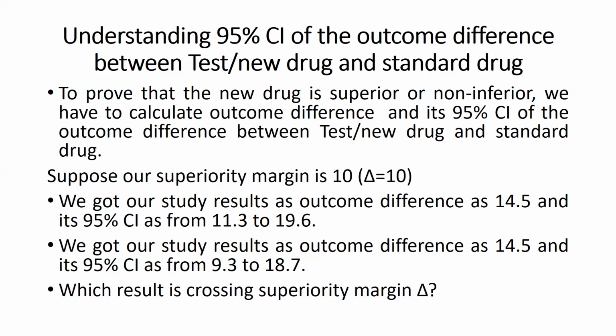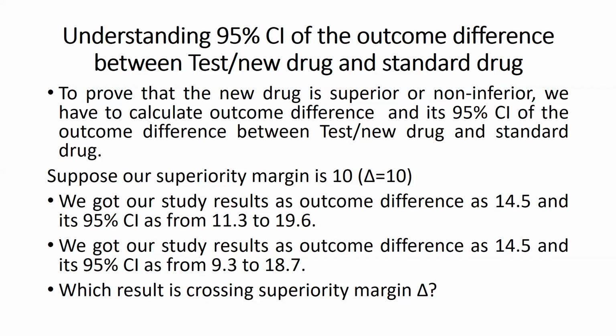Now, please see case number 2, and please see only the 95% CI. It is from 9.3 to 18.7. Please write down from the left side of your paper 9.3, 9.5, 9.7, 9.8, 9.9, and then 10, then 10.1, 10.2, up to 18.7. And please tell me, in this case, is 10 coming or not? Are we crossing 10 or not? Yes, in the second case.